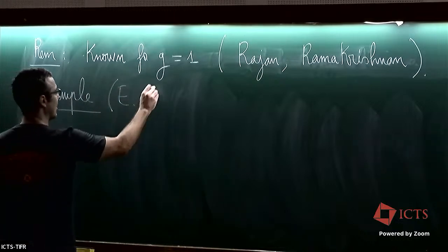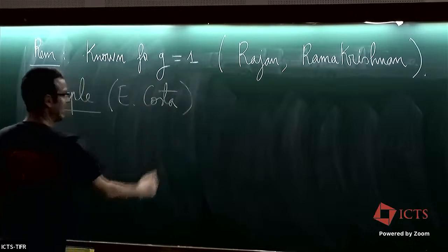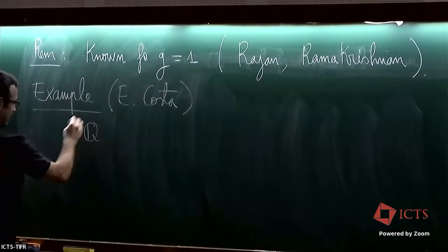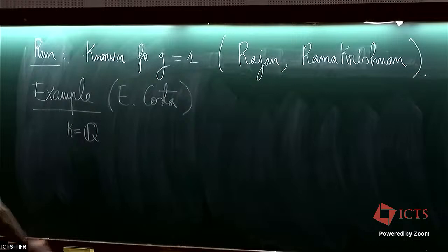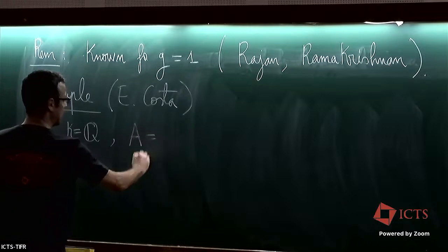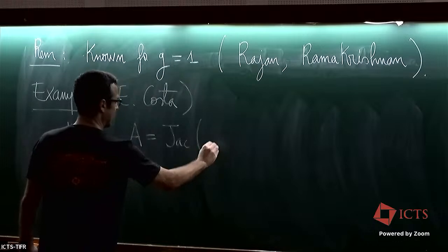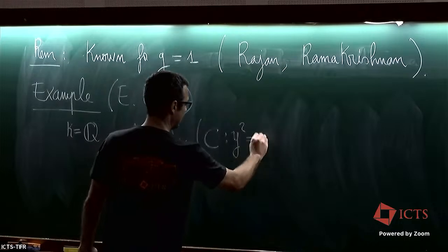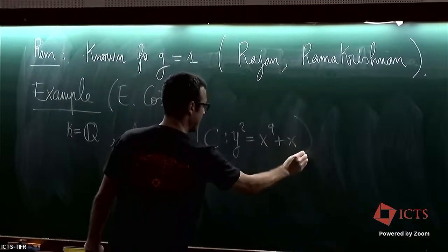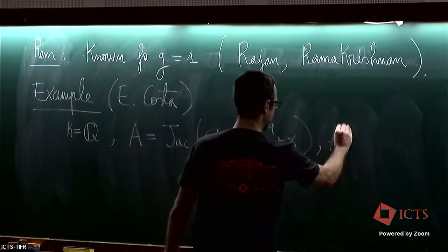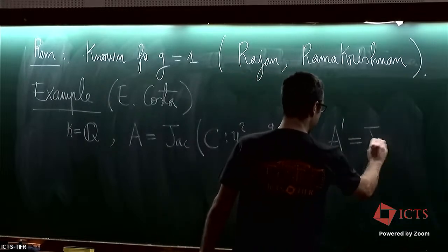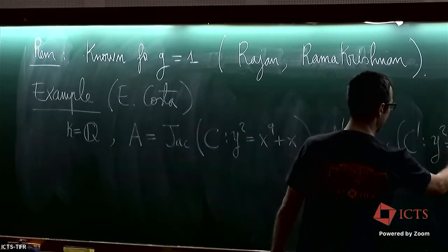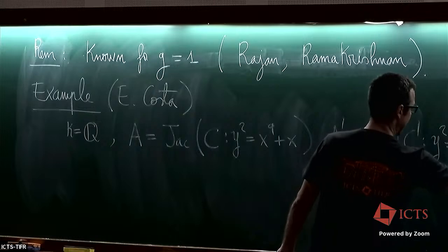Which is due to Edgar Costa. It's the following one. So you take abelian varieties, your field of definition will be Q, and you let A be the Jacobian of the genus 4 curve y squared equals x to the 9 plus x, and you let A prime be the Jacobian of the curve C prime, y squared equals x to the 9 plus 16x.